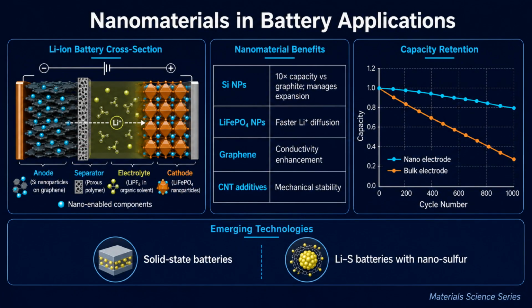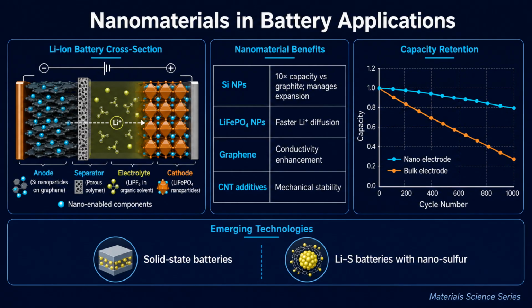Batteries are being transformed by nanomaterials. Silicon can store 10 times more lithium than graphite per unit weight, but bulk silicon cracks during charging as it expands by 300%. Silicon nanoparticles accommodate this expansion better, enabling practical high-capacity anodes.